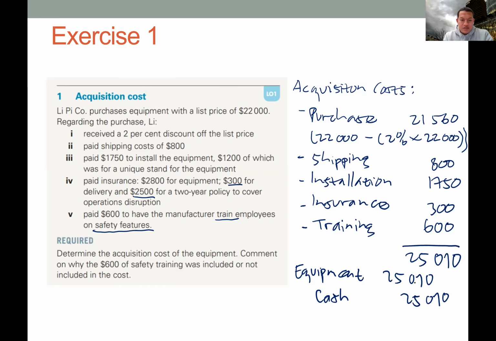Okay, and next we have to record this insurance, which is not related to the acquisition process. So we should record, because this is a 2-year coverage, this as a prepaid insurance in the debit side and cash in the credit side for 2,800.